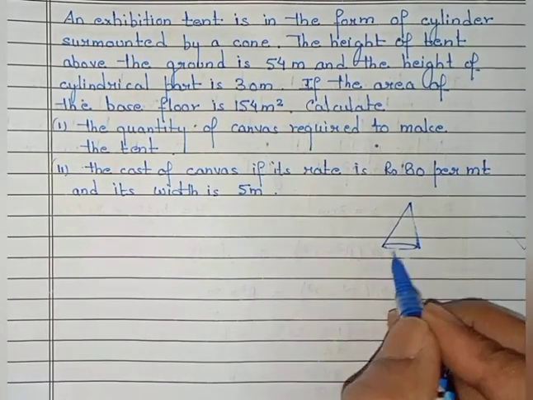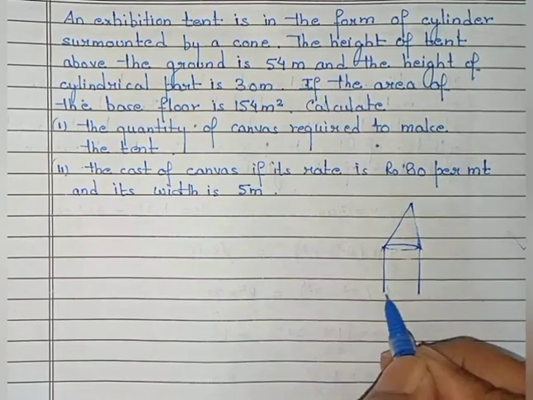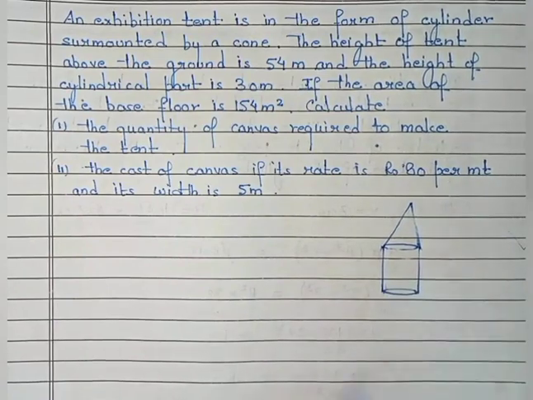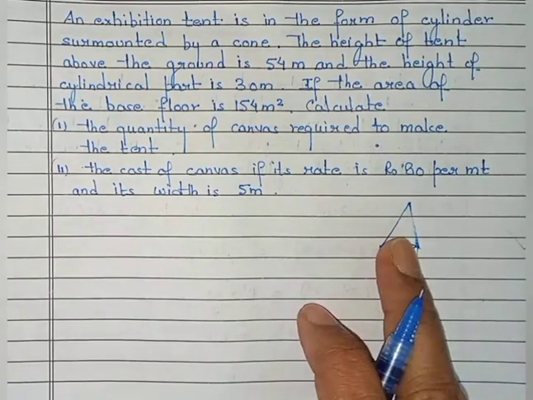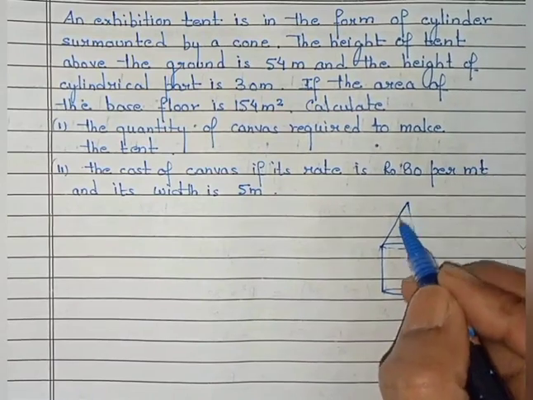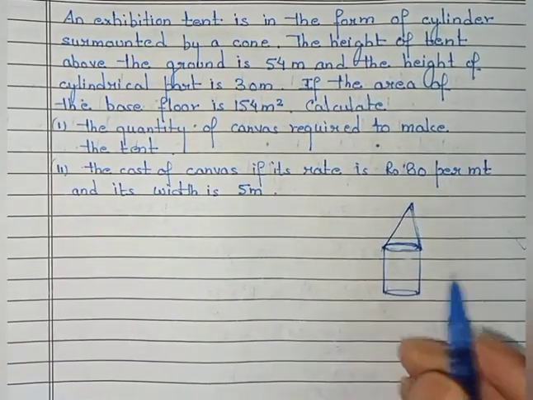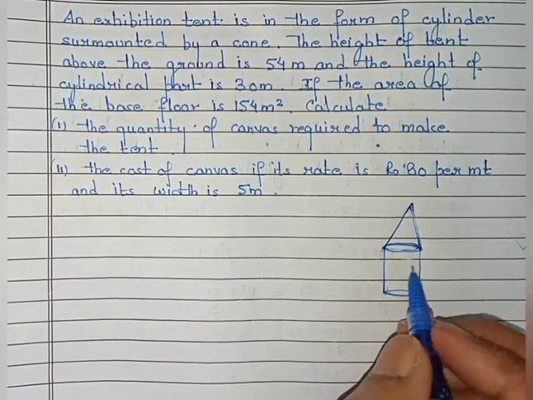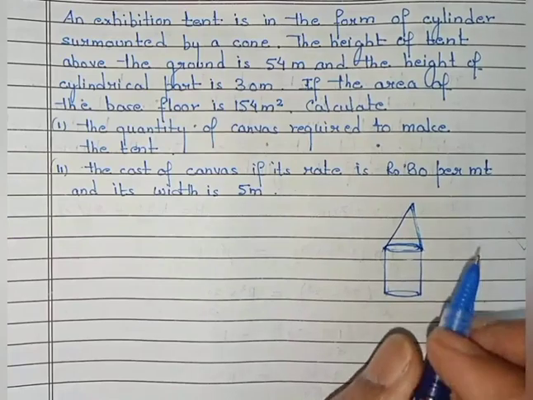So it will be like this. We have an exhibition tent in the shape of a cylinder, surmounted by a cone like this. Now here, whenever you get a surmounted figure, remember the radius will be the same for both. So whatever the radius of the cylinder, the same will be the radius of the conical portion also.